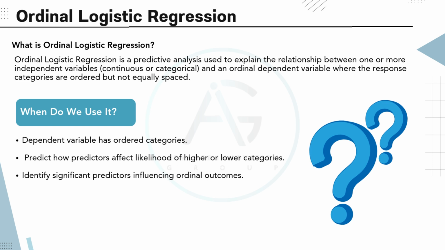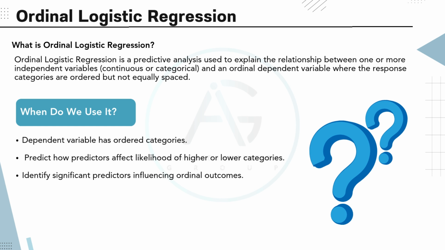Examples of ordinal outcomes include satisfaction levels, very dissatisfied to very satisfied, performance ratings, low, medium, high, or risk levels, low, moderate, high. When do we use it? We apply ordinal logistic regression when our dependent variable has ordered categories. We want to predict the likelihood of a response falling into a higher or lower ordered category. We want to identify which predictors significantly influence whether the response falls into those higher or lower categories.